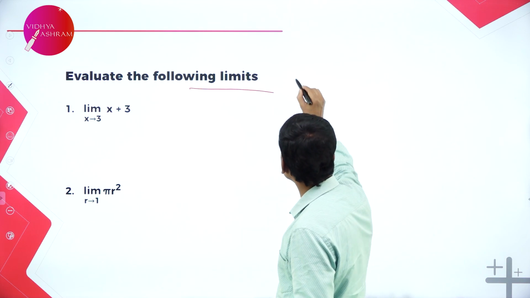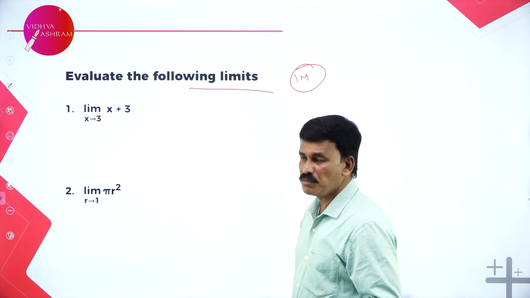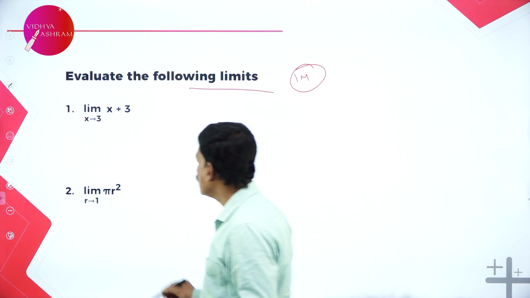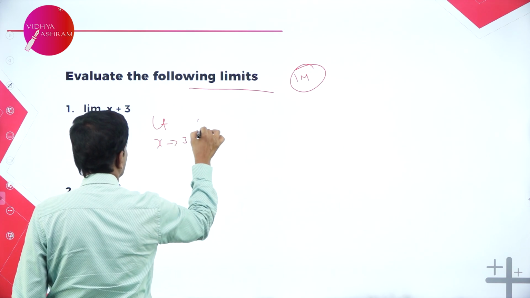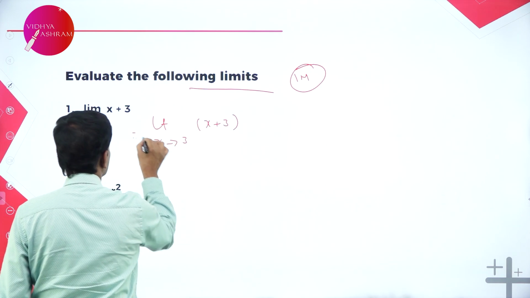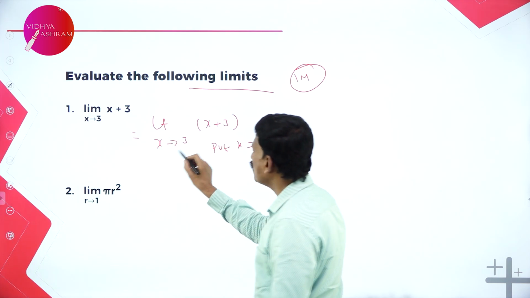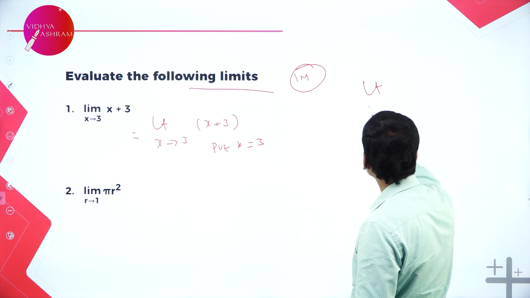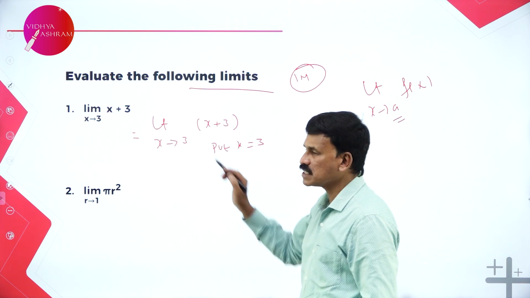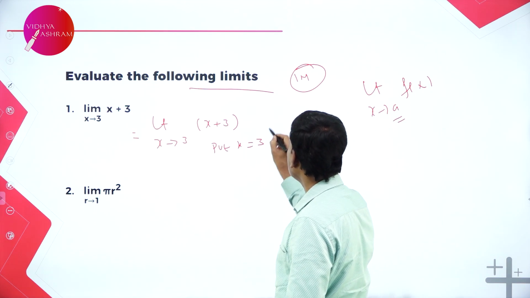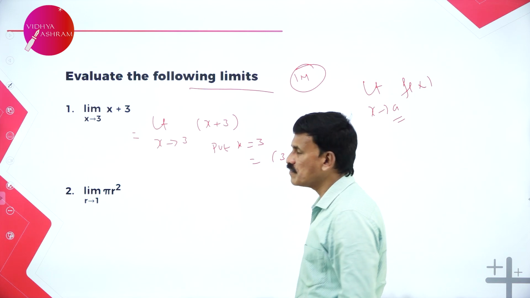Now let us move on to the simple problems. These are all 1 mark questions. Evaluate the limits. Limit as x tends to 3 of x plus 3. Now what is given here? Limit as x tends to 3 of x plus 3. Just put x is equal to 3, that's all. This is of the form limit as x tends to a of f of x. What is a? A is 3. So put x is equal to 3, then you will get 3 plus 3 is equal to 6. The value of the limit is 6.